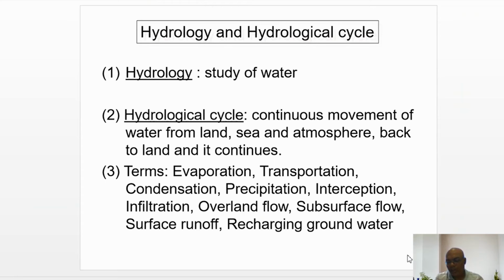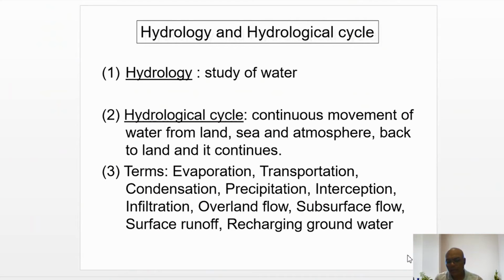So subsurface flow is nothing but water movement through soil at shallow depth, and it comes back to the land when this subsurface flow meets some stream. So overland flow minus subsurface flow is called surface runoff.